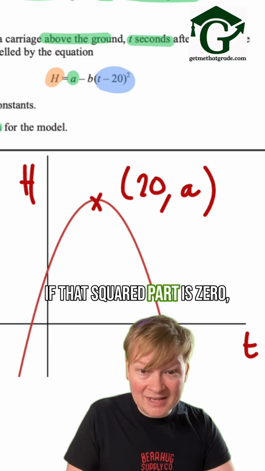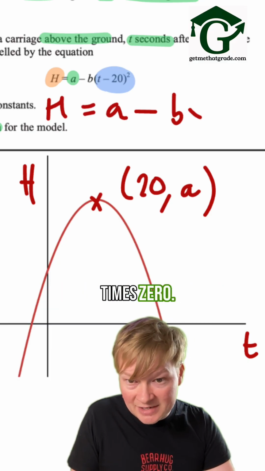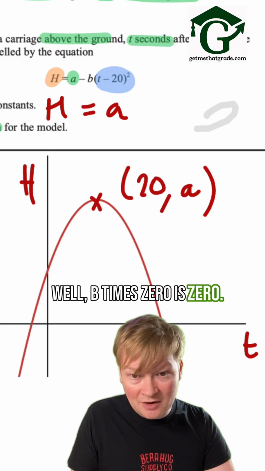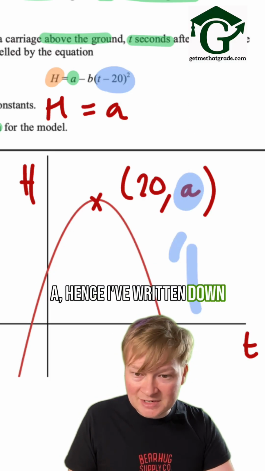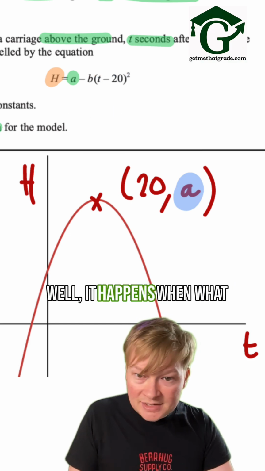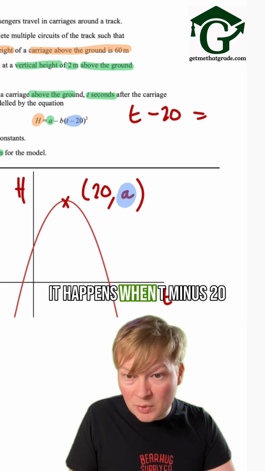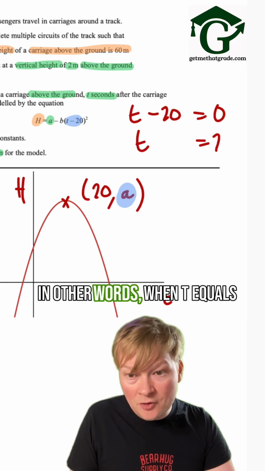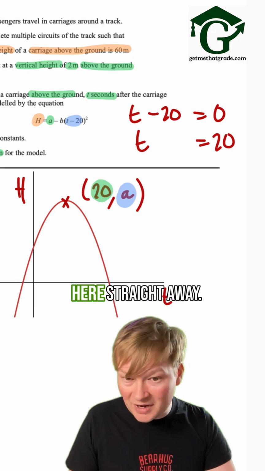If that squared part is 0, then the maximum value of h would be a minus b times 0. Well, b times 0 is 0. So the maximum value of h, the maximum y value, will be a. Hence, I've written down that as the y coordinate here. When does that maximum occur? Well, it happens when what I've got inside here is 0. It happens when t minus 20 equals 0. In other words, when t equals 20. So that was how I was able to write down this coordinate here straight away.